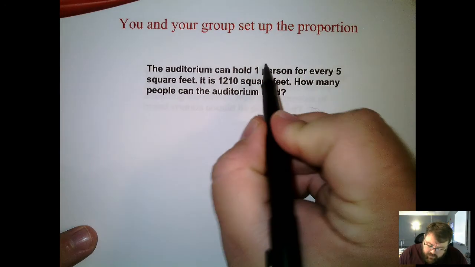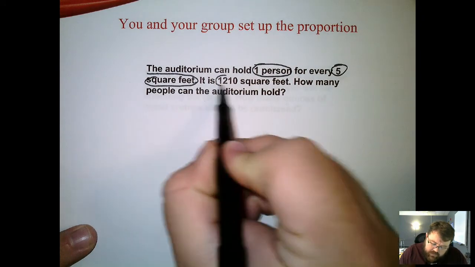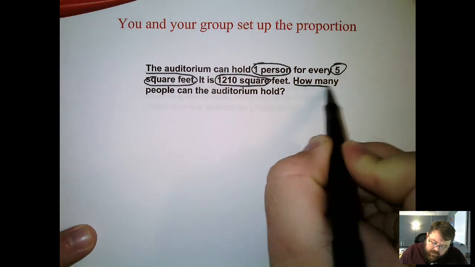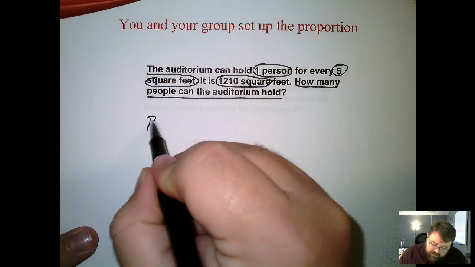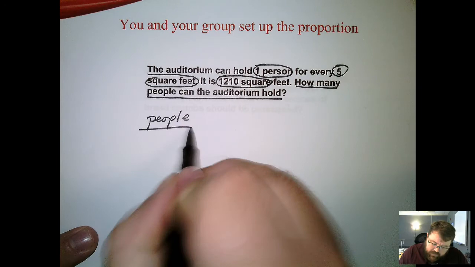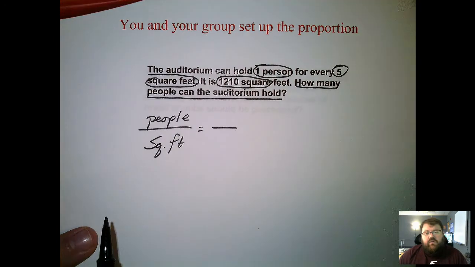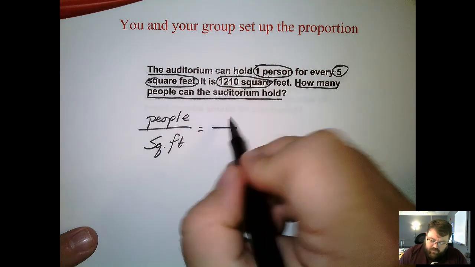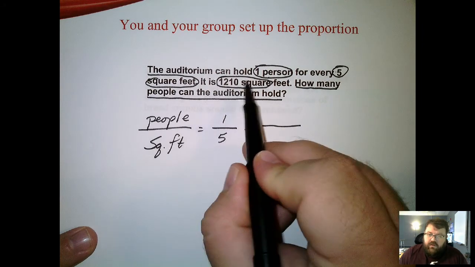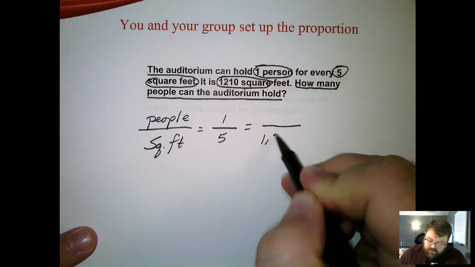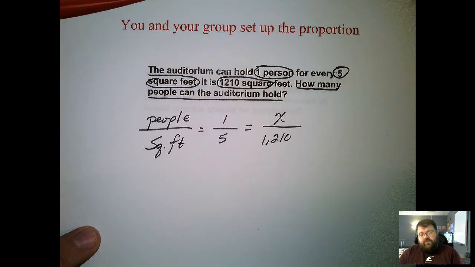Alright, so we have 1 person, 5 square feet, 1,210 square feet. Our question is how many people can the auditorium hold? So we're talking about people. We're talking about square feet. In our given ratio, it said 1 person to 5 square feet. Our other number is 1,210 square feet. It's going to go here in the denominator. Put an X for your missing value.